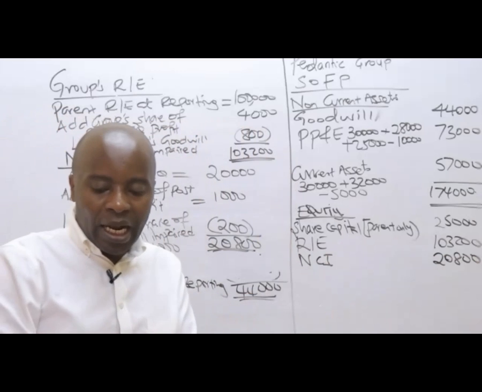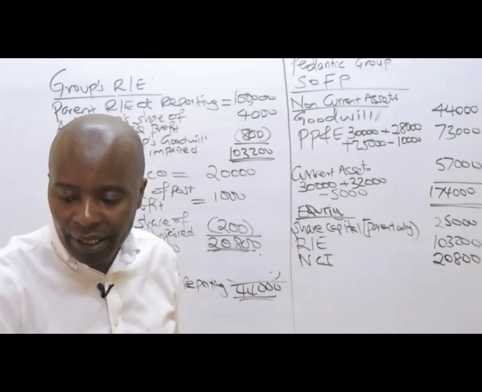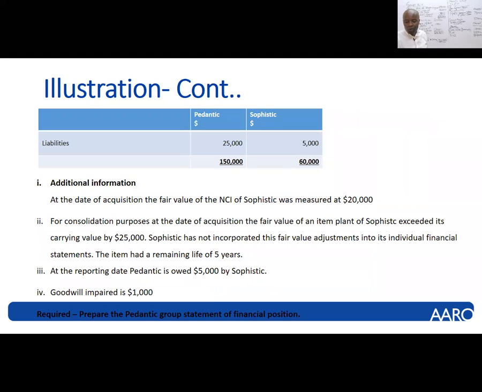Liabilities, we begin with non-current. And when you check our illustration, we don't have liabilities being classified. We simply have liabilities. So come and consolidate them. So these liabilities, what do we have? We have 25,000 plus 5,000 plus 5,000.